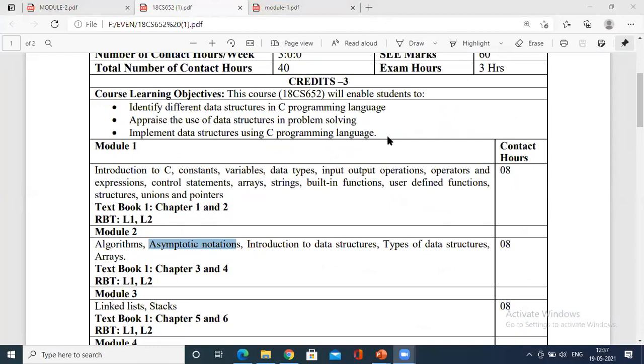First of all, let us understand why do we need asymptotic notation? What does this asymptotic notation help you with, with respect to data structures or analysis of algorithms? Somehow we have covered 50% of the topics from this module.